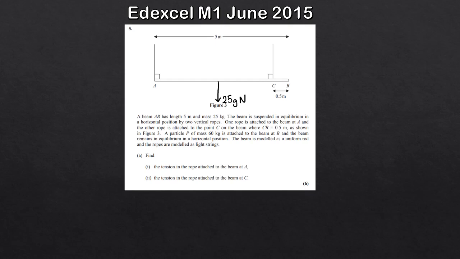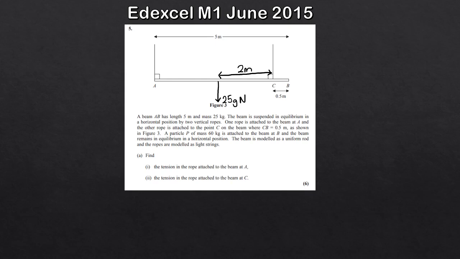And we can also work out some other lengths here. If we know this is a half, 0.5 meters, and this full distance here is 2.5, then if this is a half, this must be 2 meters. Okay, so that's 2 meters.